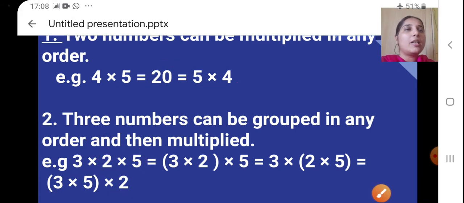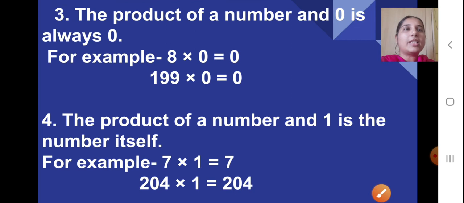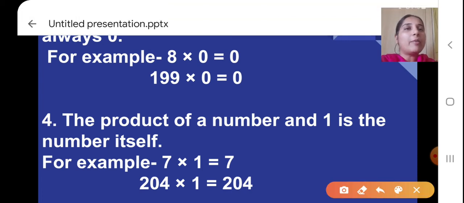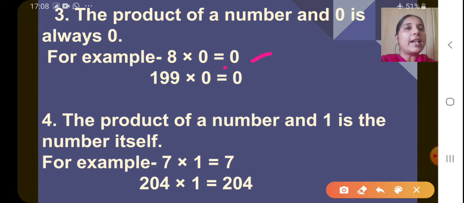Okay children. Now point number 3 is the product of a number and 0 is always 0. So if we multiply 8 by 0, we will get 0 only. 199 multiplied by 0, we will get 0 only. So if you will multiply 1 lakh, 1 crore, 99,000, how big is the number? But if you will multiply it by 0, you will get 0 only. Okay children? So the product of a number and 0 is always 0.